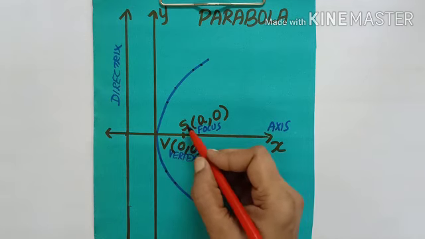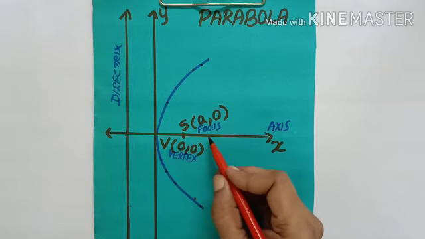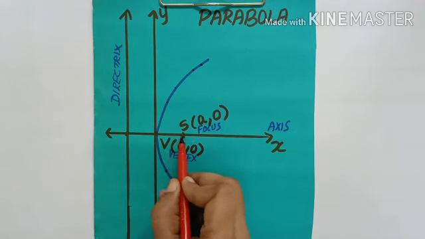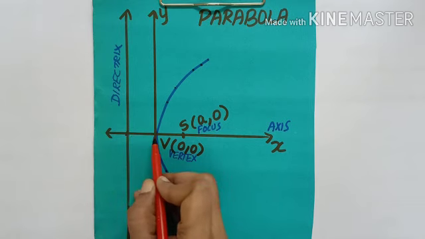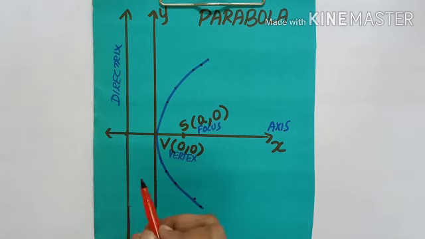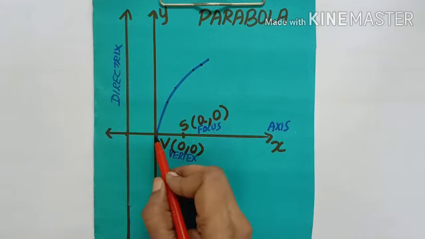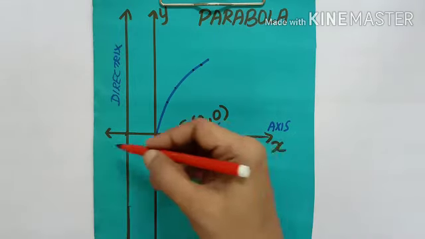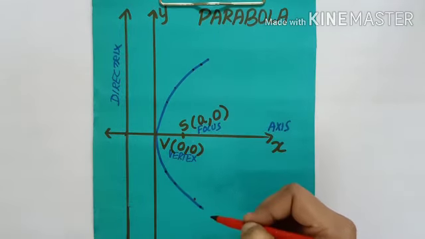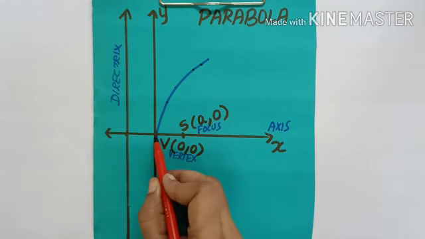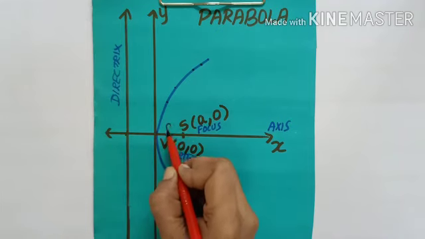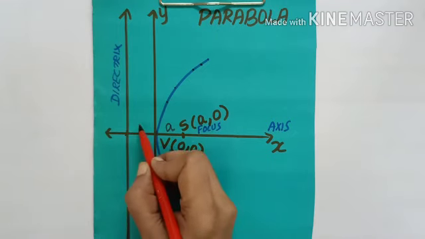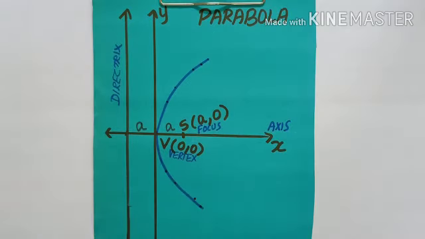The fixed point we denote as S, which is called the focus, with the coordinates a, 0. This distance and this distance must be equal. So we analyze an important condition from the vertex to the focus. This point we call vertex, where the axis and the curve are cutting. Vertex to focus we call the distance to be a. Vertex to directrix is also the same distance. That is the equation of a parabola.